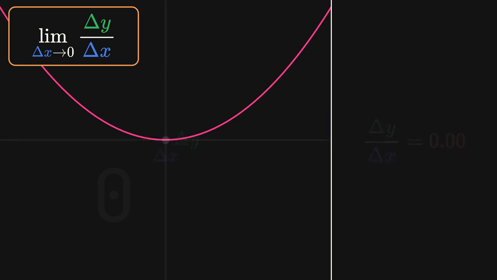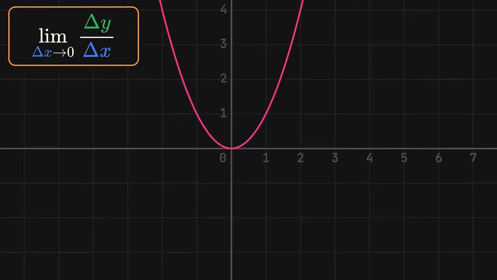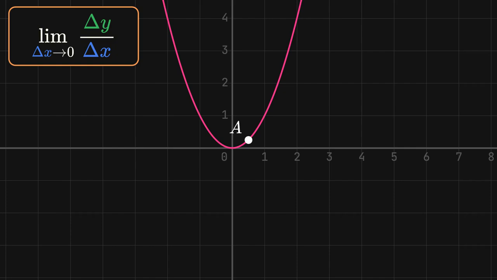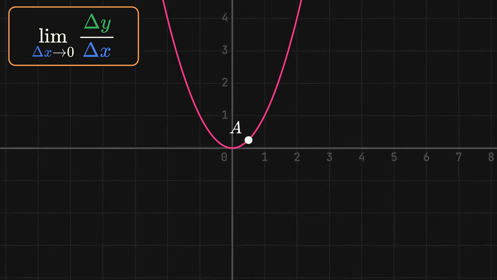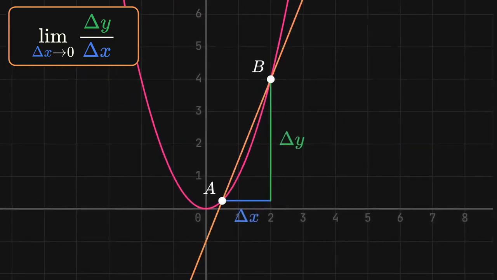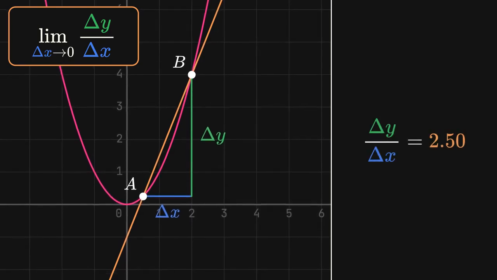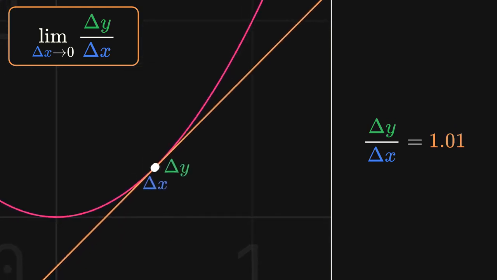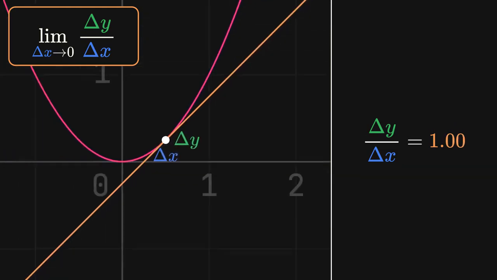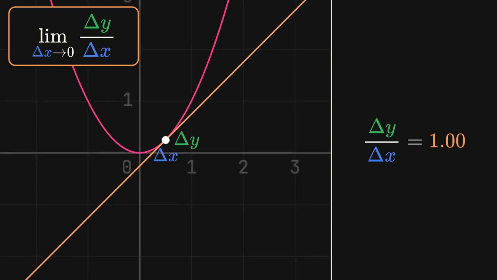Let's try this at another point, located at x equals 0.5. We know that the slope here is positive, but we don't know its exact value. As point B gets extremely close to point A, our slope is 1, which matches up with our estimated slope at point A.